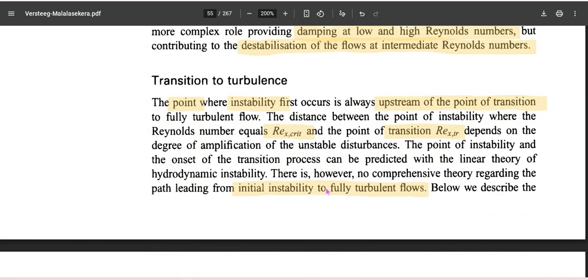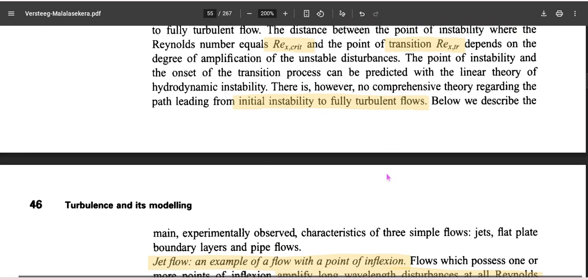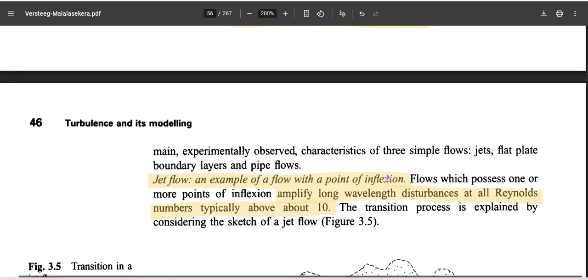First we come to the inviscid instability, where two Reynolds numbers are defined: the critical Reynolds number and the transition Reynolds number. The critical Reynolds number is the one where the small disturbance amplifications go beyond a certain limit. Once that stage is crossed, there occurs another, the transition Reynolds number, at which these amplifications grow into instability and become fully turbulent flow.